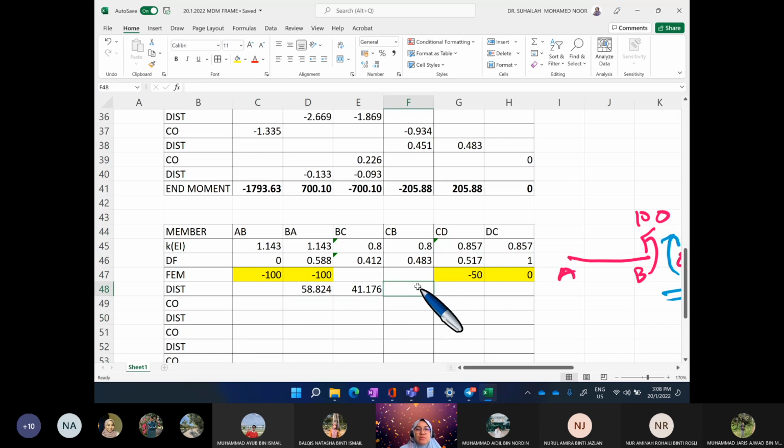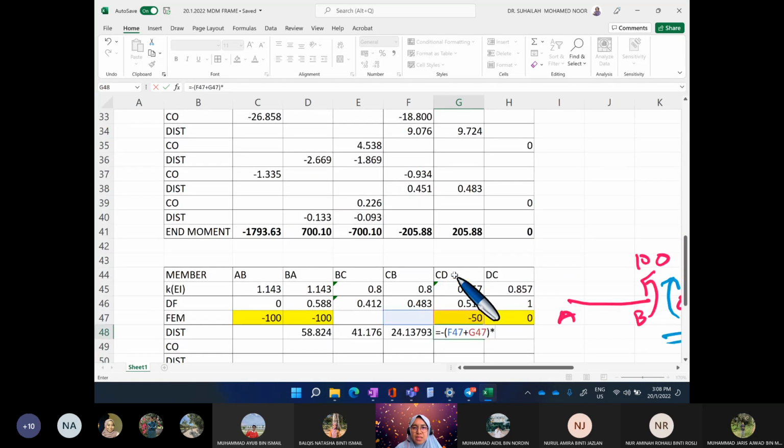Same thing we do to joint C, where we have to find the joint moment, which is CB plus CD, and I have put negative outside to represent joint moment, which is opposite with member end moment. Okay, joint moment CB plus CD times with distribution factor.